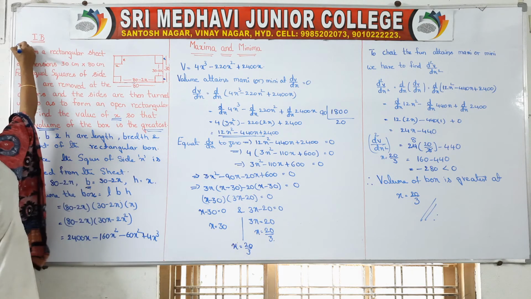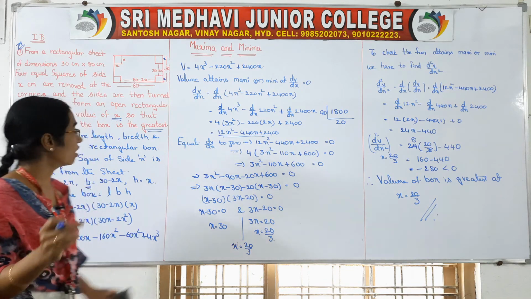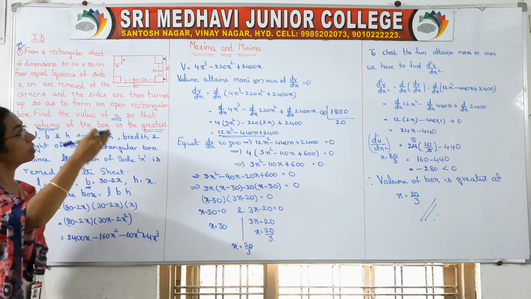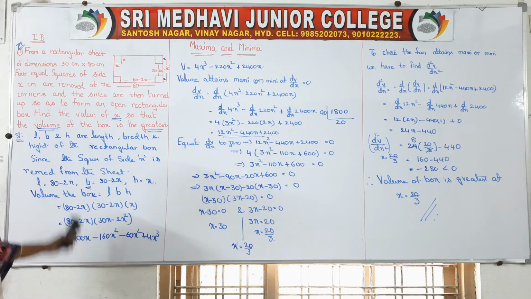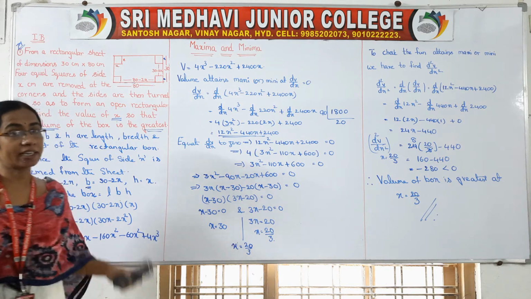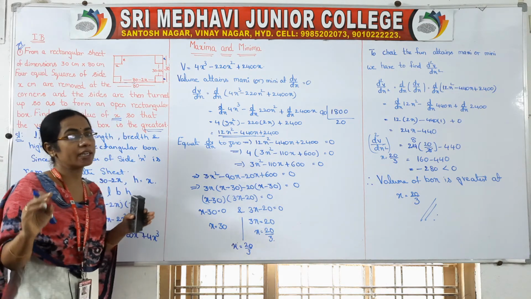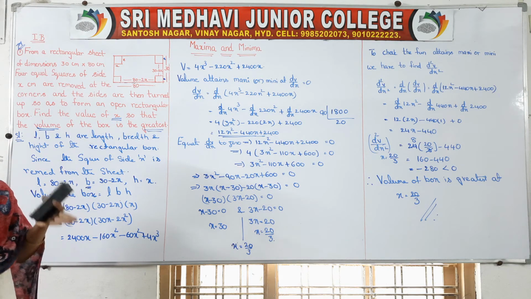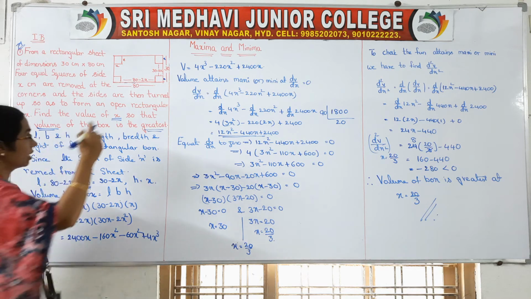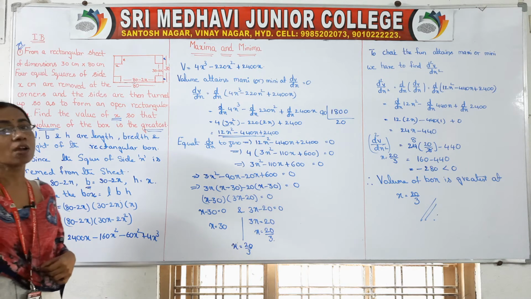So what is this? One sheet is given to you with a length of 80 centimeters and a breadth of 30 centimeters. In the four corners, a square of side x is removed, all four sides will be x only. Then the sides are folded upwards, and you can form one rectangular box.